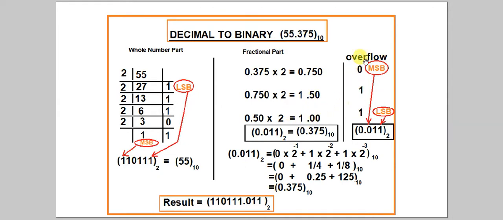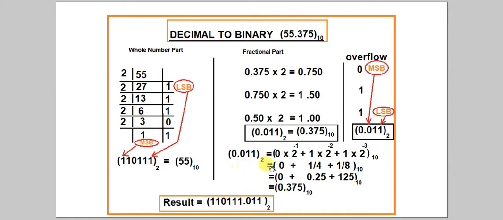Now we start from here. Whatever number we get first is the most significant bit, and the last one we get, where the fractional part terminates, is the least significant bit. We put the dot here. The first, most significant bit is 0, so we get 0.011. This is the fractional part answer, the conversion of the decimal fraction to the binary number system.